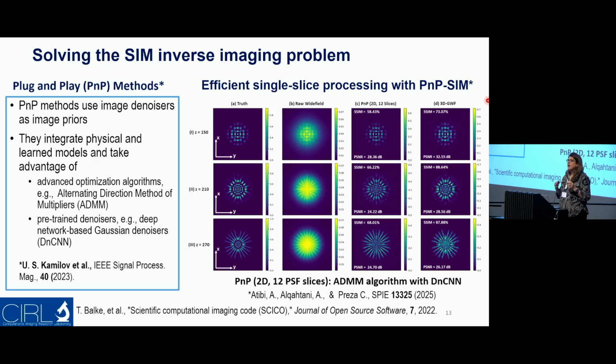So the point is that our 2D single slice processing method based on plug and play SIM gives good results that are comparable to the ones that you can obtain with the 3D processing. So this is really promising, and we've used the SCICO library, the Scientific Computational Imaging Code, as a starting point, and then we had to adapt the given code there for SIM, where you have to do more fidelity splitting here because you have multiple images, as I mentioned, because of the phase diversity.